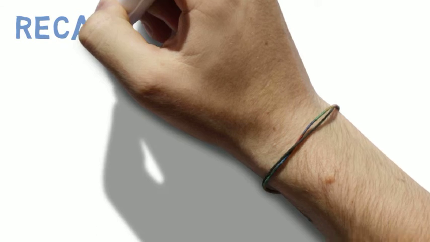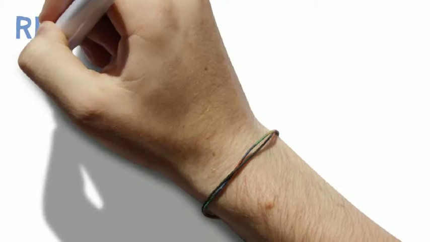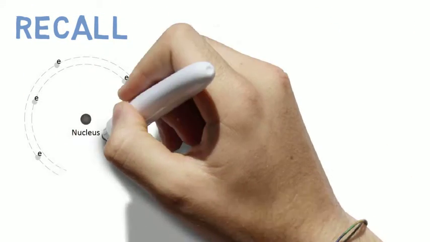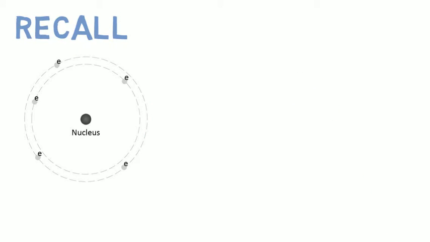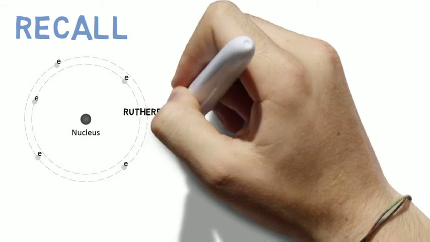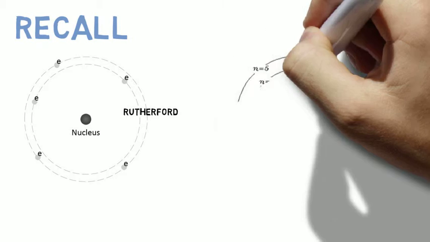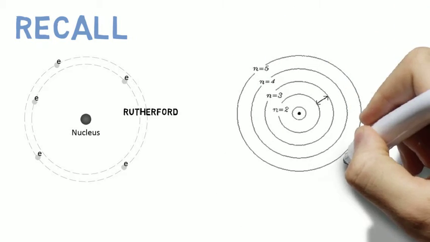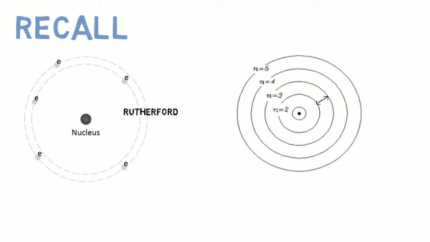Now we want to recall that in the Rutherford diagram of an atom, the nucleus is small and in the center of the atom. In the Heisenberg model of the atom, the size and shape of the atom is determined by the orbitals of the electrons that orbit the nucleus.